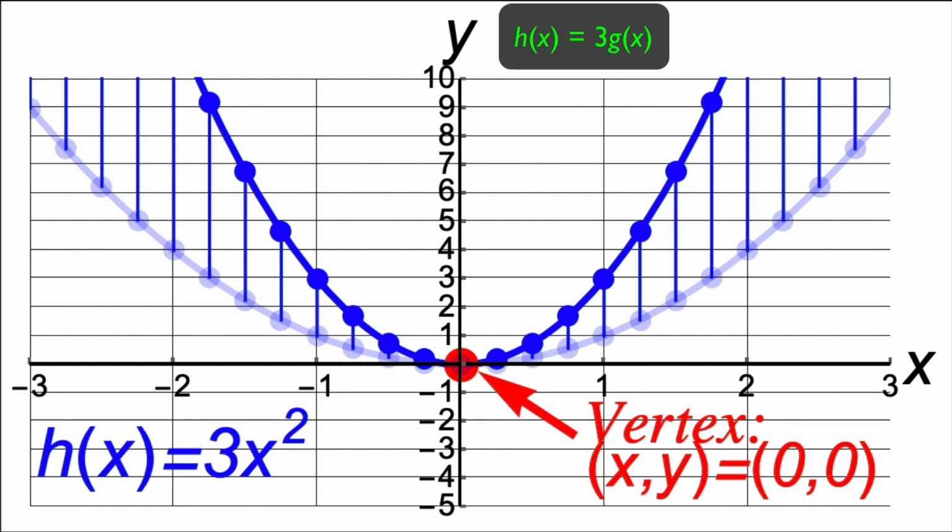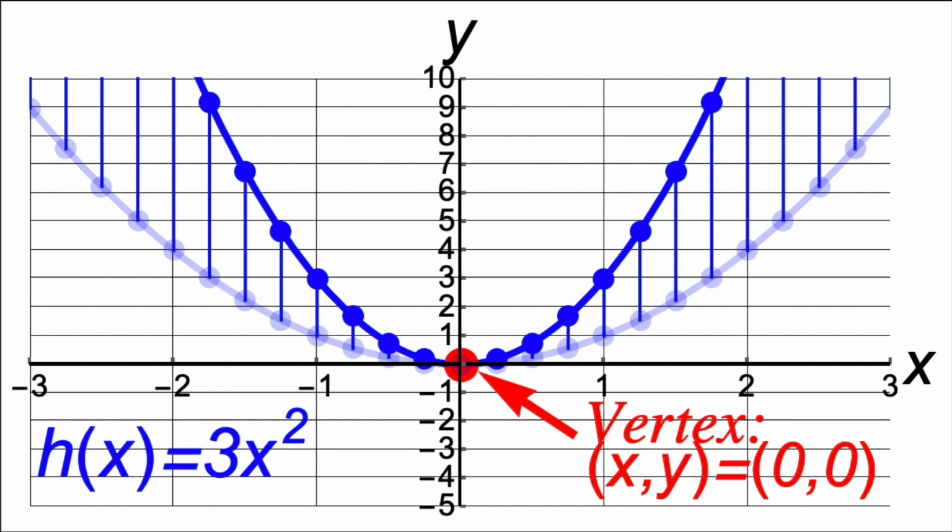Notice that the low point of this new graph, the vertex of the parabola, is still at the origin. For any real number x, the output of h can never be negative, and takes a minimum value of y equals 0 when x is 0. Also notice that for each value of x, the slope of h is 3 times the slope of g. That's a very important fact for calculus.